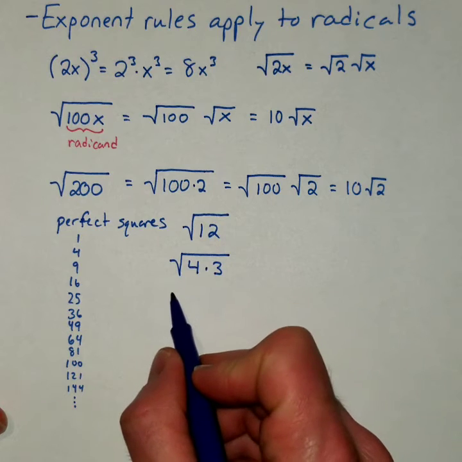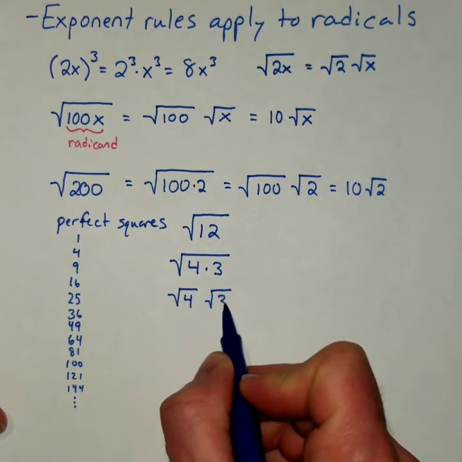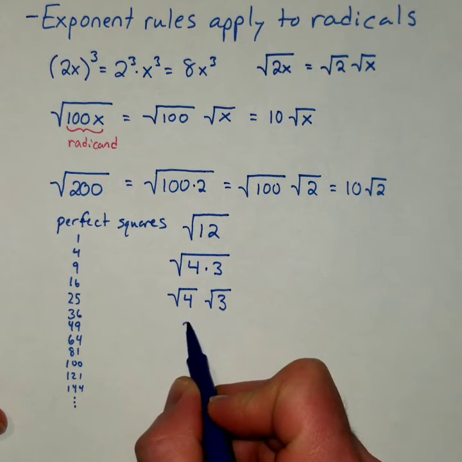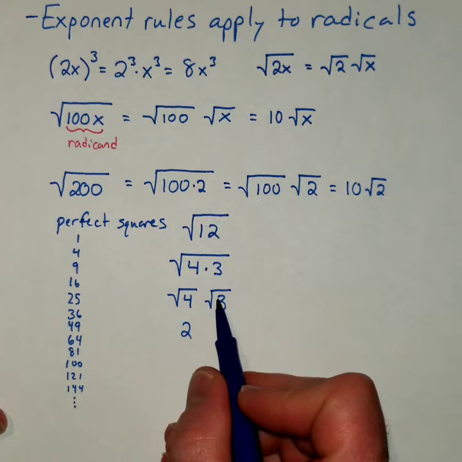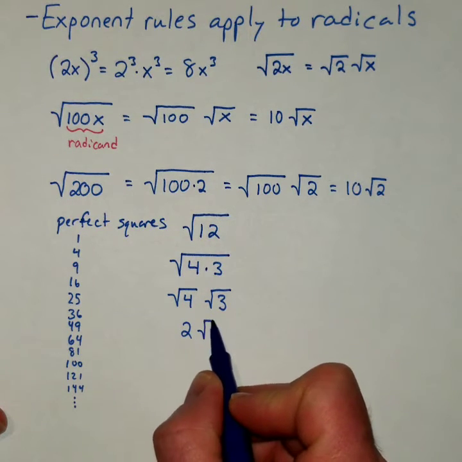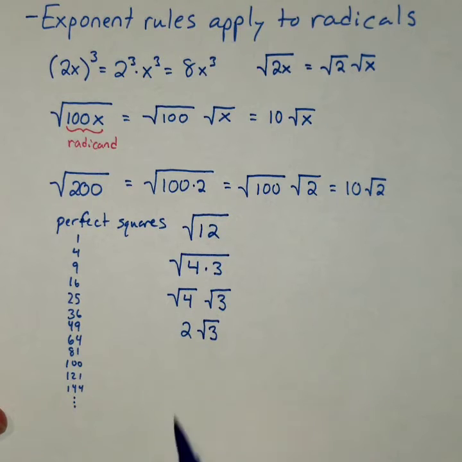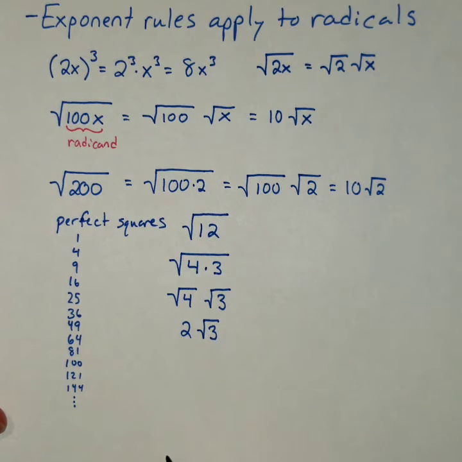And the square root of 4 is able to be simplified into a 2, right? So if I split the root up into a square root of 4, square root of 3, the square root of 4 becomes 2. The square root of 3 doesn't simplify anymore. And so this 2 times the square root of 3 is the simplest form.